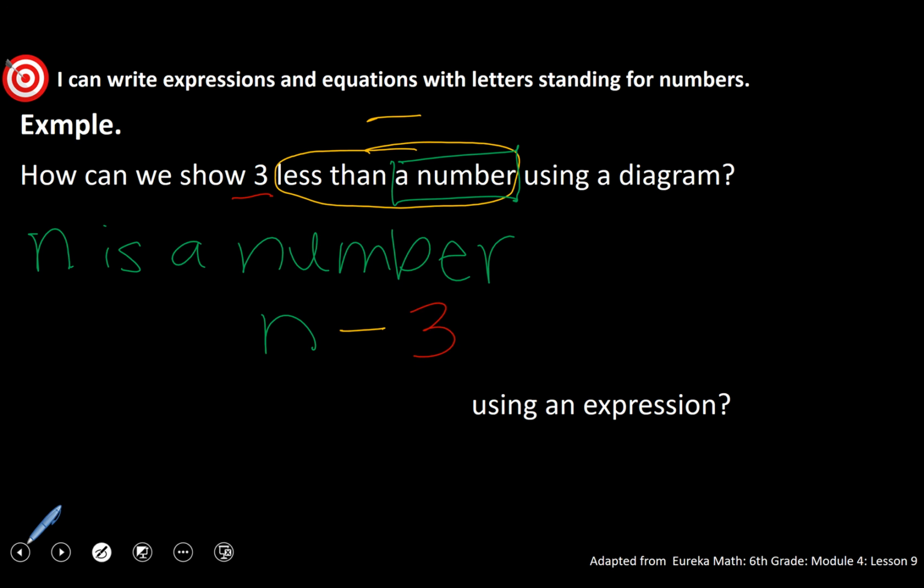So I did the expression first, and now I'm going to draw a diagram. So I have some number N. I don't know the value of that. And we're going to take away 3. So I'm going to draw 1, 2, 3, and we're going to take that away. So this would be my answer over here.